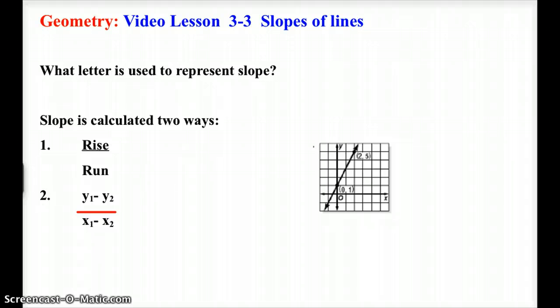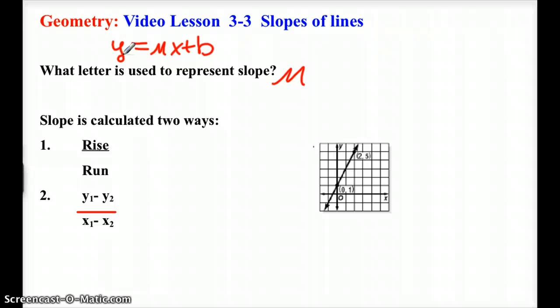In our equation for a line, y equals mx plus b, what letter is used to represent slope? That would be m. There's two ways to calculate slope. The first way is to do rise over run, and the second way is to take y minus y over x minus x.